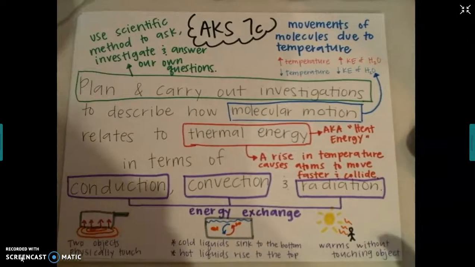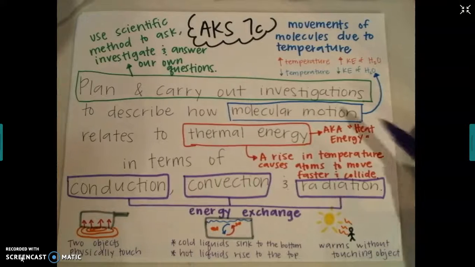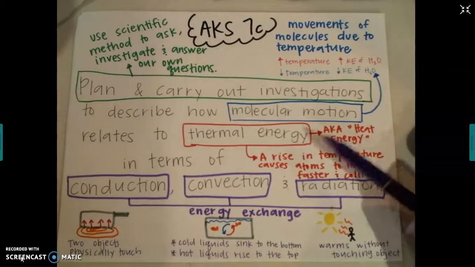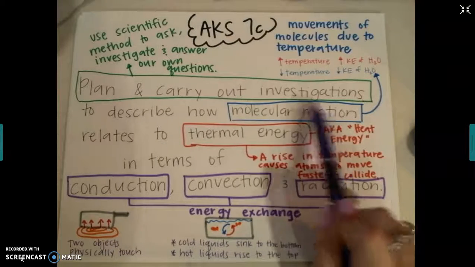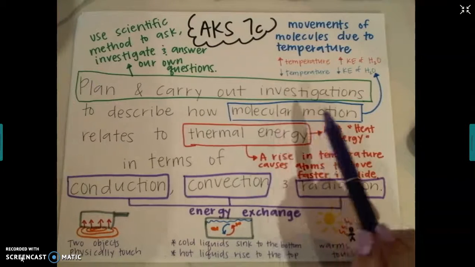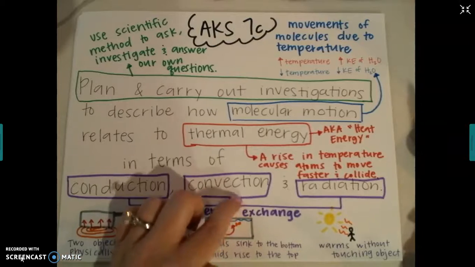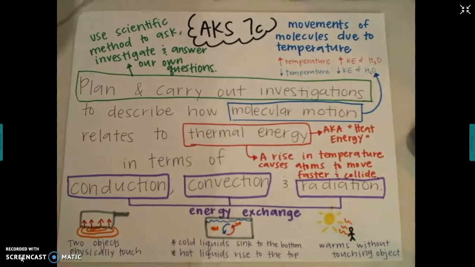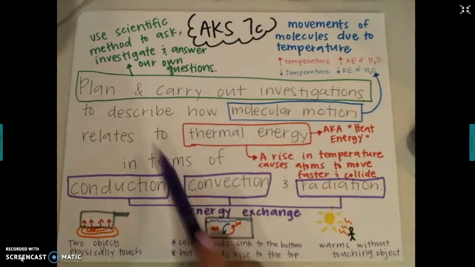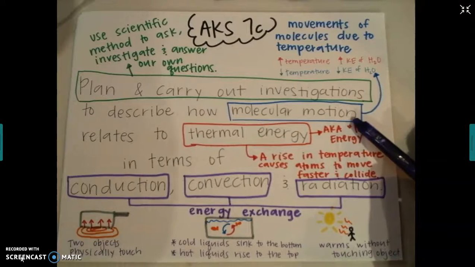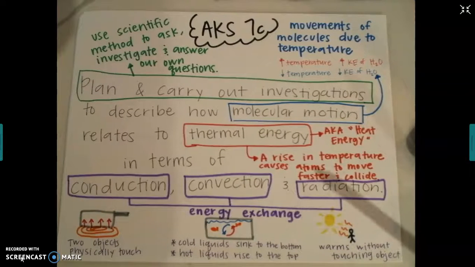So if I'm looking back at my standard overall, I know that I'm going to have to plan and carry out some kind of investigation in order to investigate thermal energy. I need to be looking at the motion of those molecules as they are heating up or cooling down, and I have 3 different options of how to look at that energy exchange. I can use conduction, convection, or radiation. I could use a combination of all 3 if I so choose. But in my investigation, my focus should be that thermal energy, that heat energy, and I should be thinking about the motion of the molecules, not just the temperature of them.